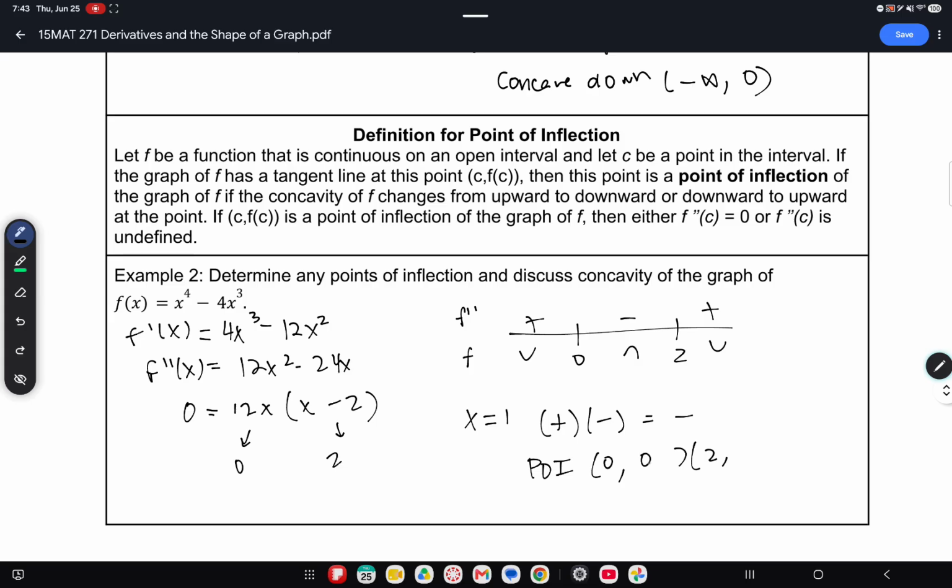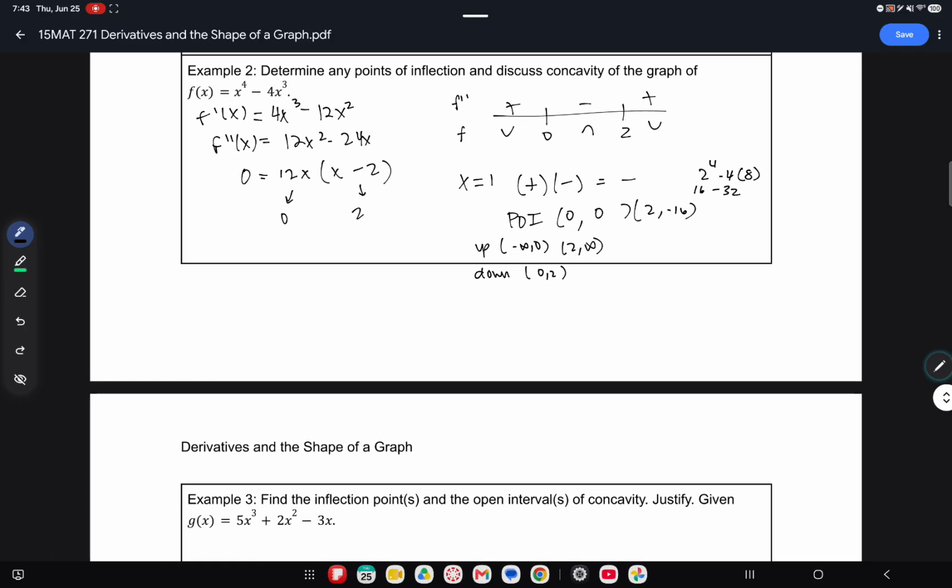If I plug in 0, I get (0, 0) in the original function. If I plug in 2, I get what? 2 to the 4th minus 4 times 2 cubed, which is 8. So 2 to the 4th is 16, and then minus 32, so negative 16. And then we're concave up from negative infinity to 0 and 2 to infinity, and concave down from 0 to 2. Right.